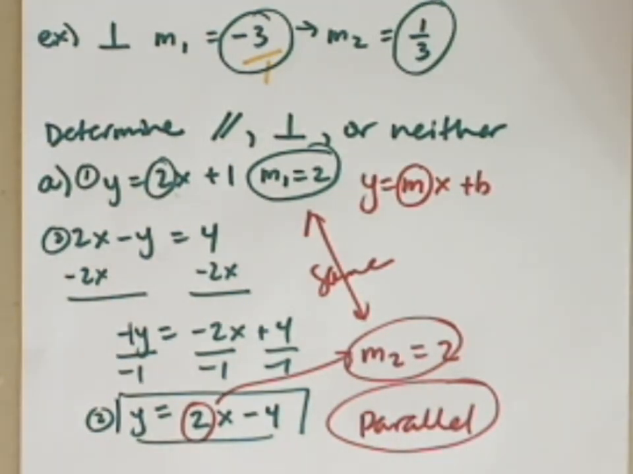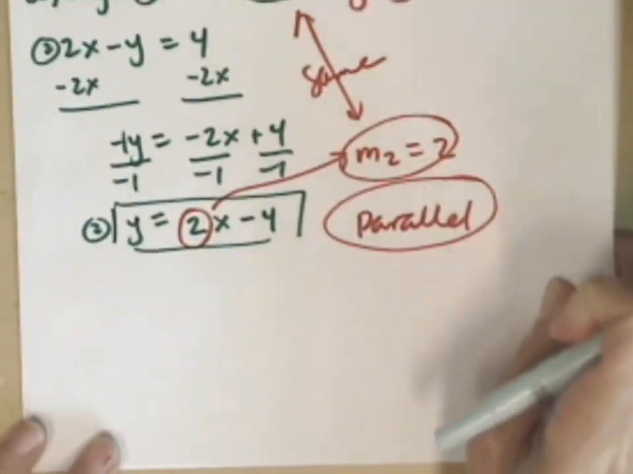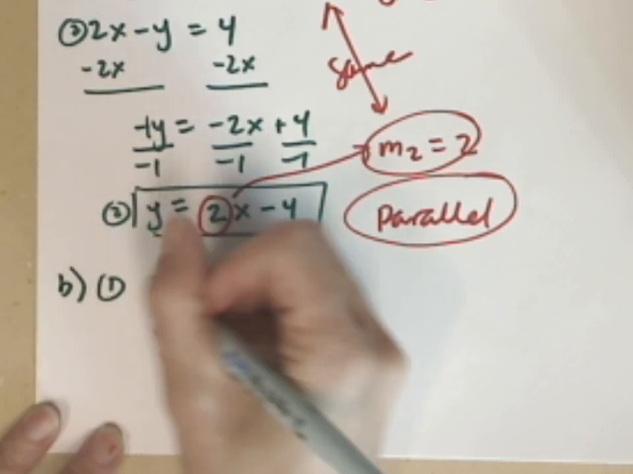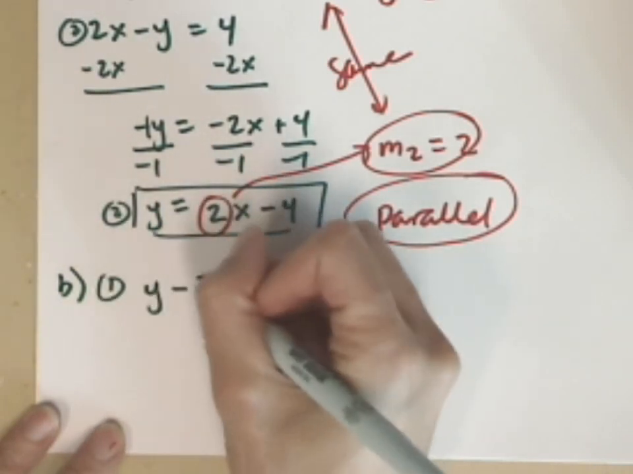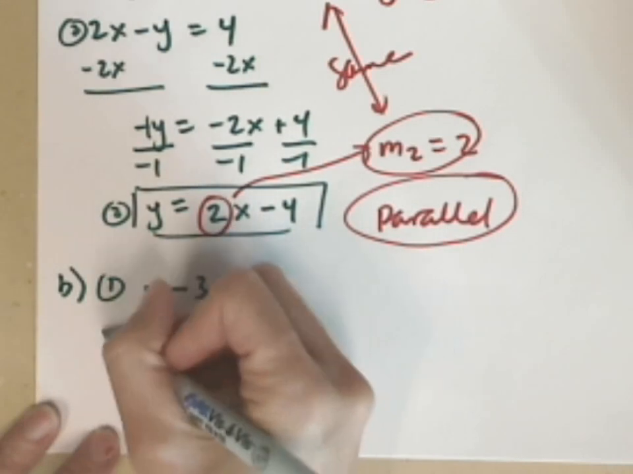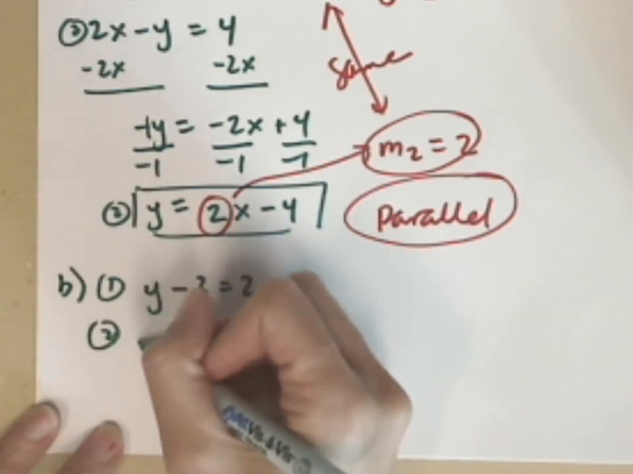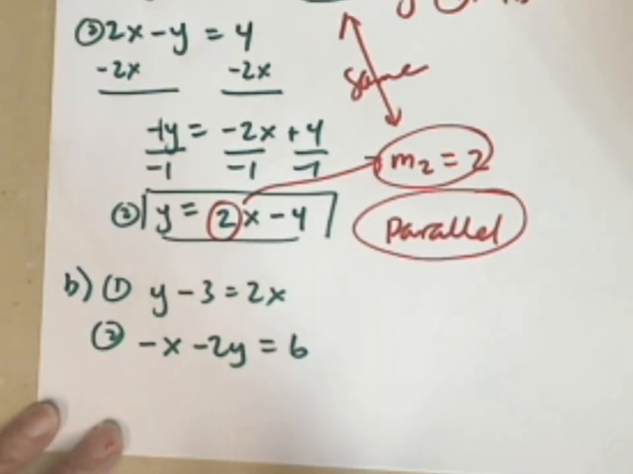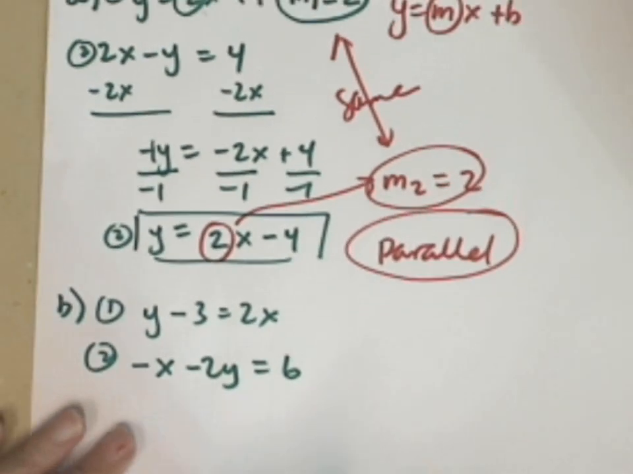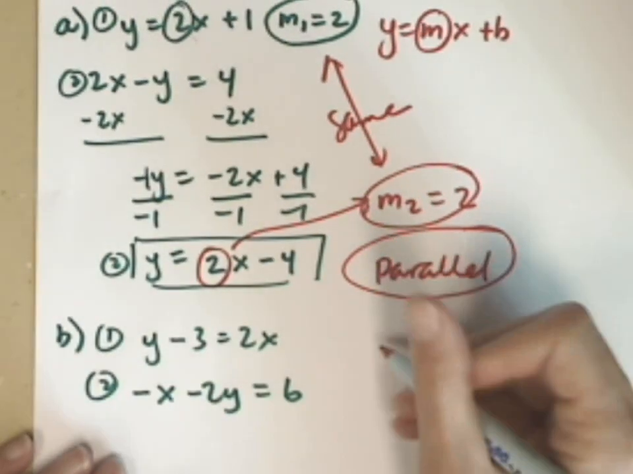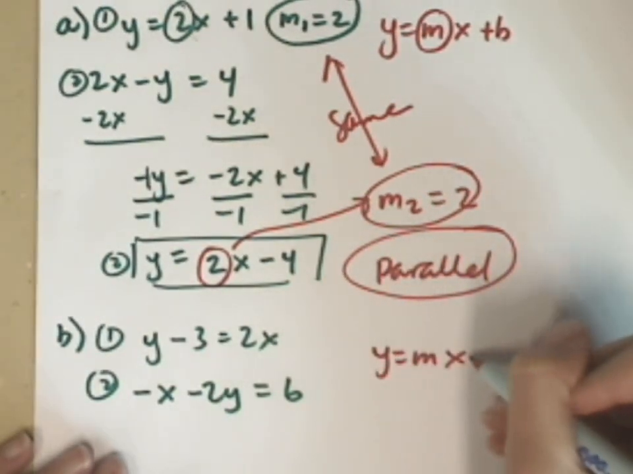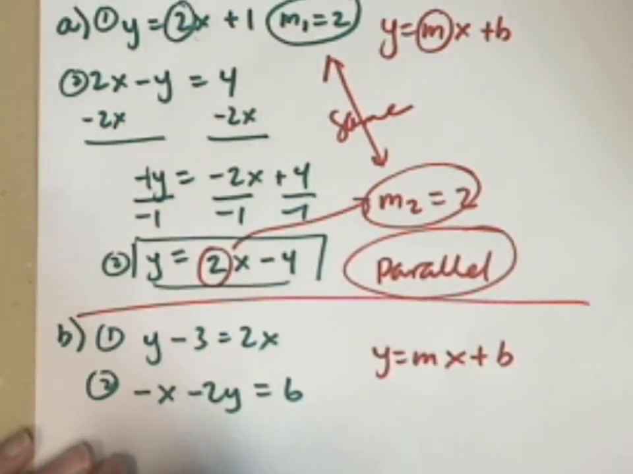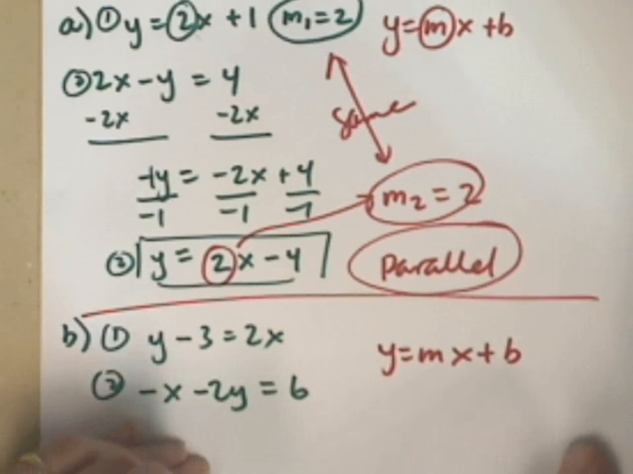Let's look at one more example with these. B. So for our second set of lines, let's have the first line be y minus 3 equals 2x, and our second one represented by negative x minus 2y equals 6. Neither of these are in the form that I want. I really want y equals mx plus b. So I'm going to take these 2 equations and get in that form.